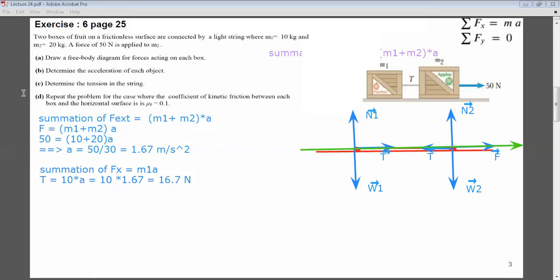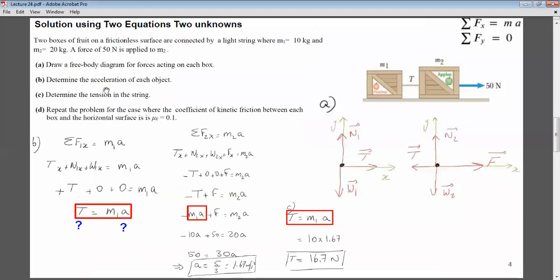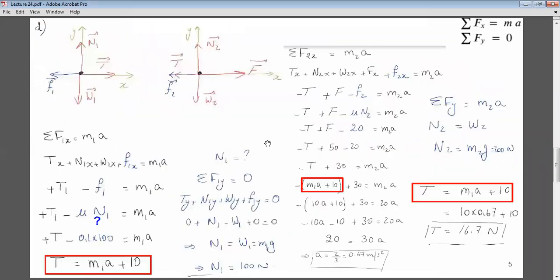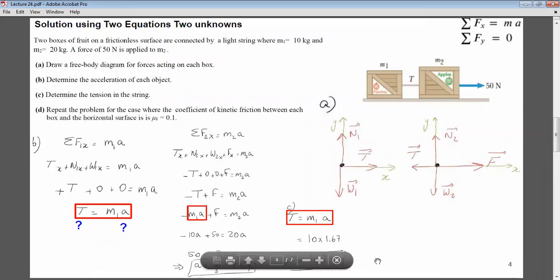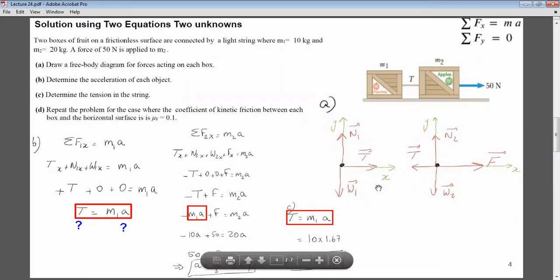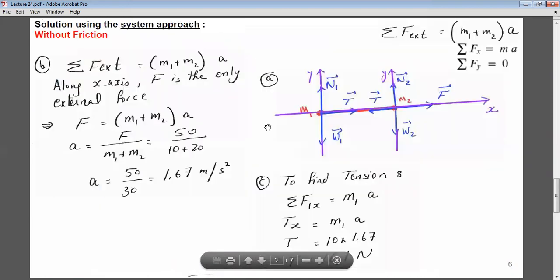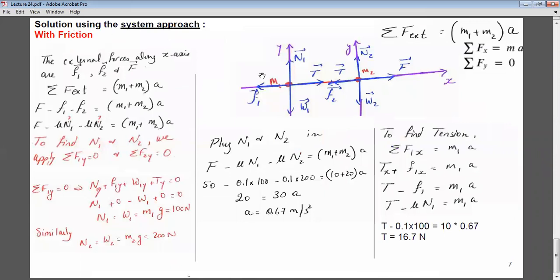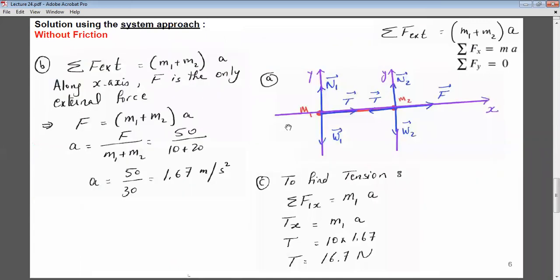So we solved the problem using the system approach. Down here, you can find the solution using two equations in two unknowns. Here in the case of friction, this is the solution using two equations in two unknowns again, and then using the system approach. So this is for no friction, without friction, and this is with friction.